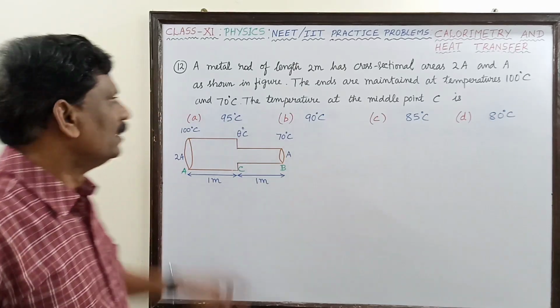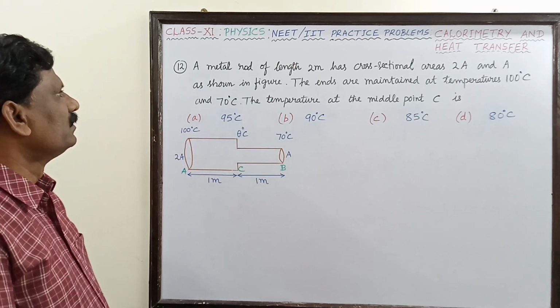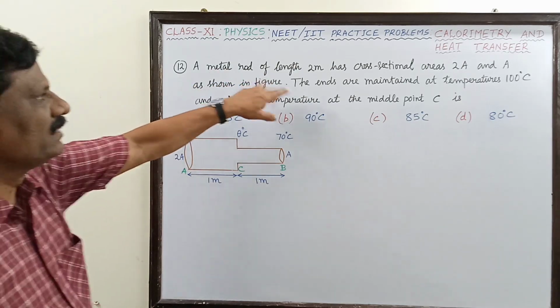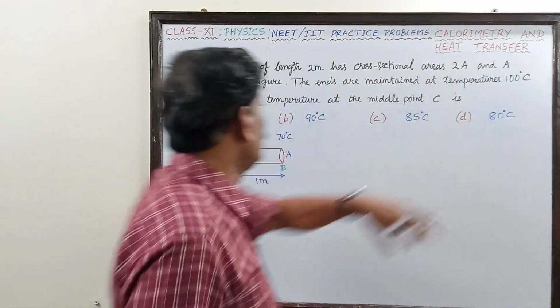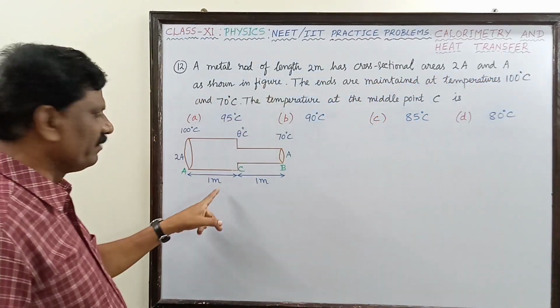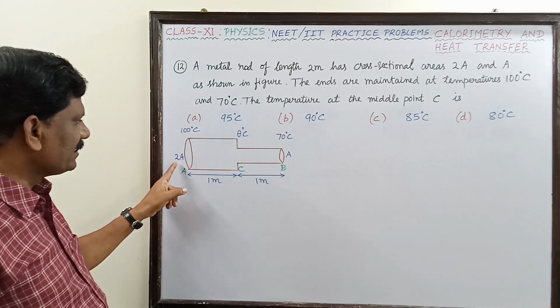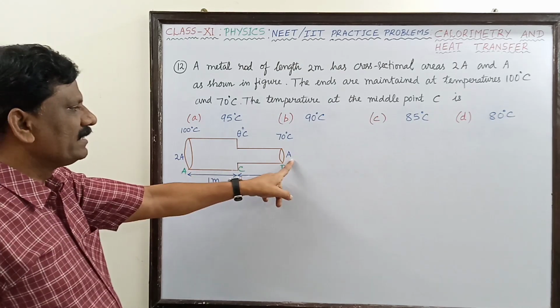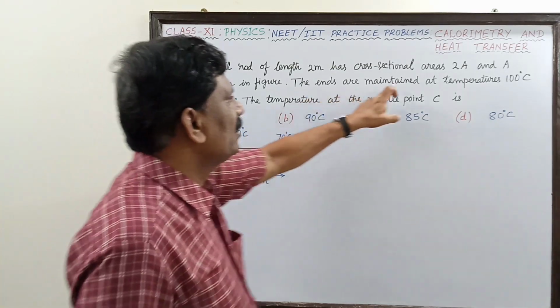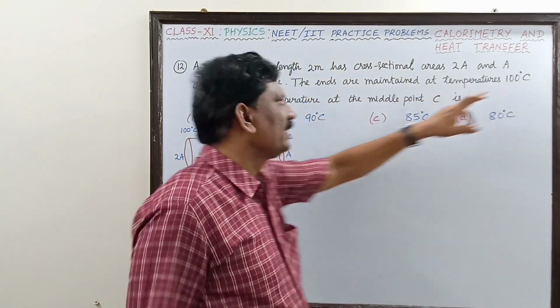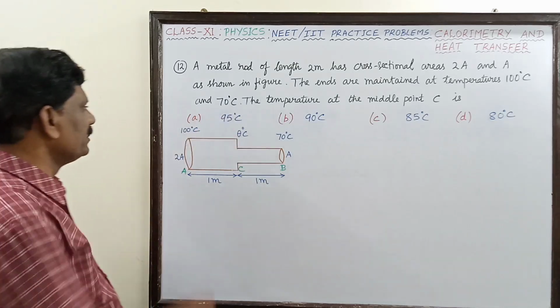Hi students, MCQ number 12. A metal rod of length 2 meter has cross-sectional areas 2A and A as shown in the figure. So the left side cross-section area is 2A, the right side area of cross-section is capital A. The ends are maintained at temperatures 100 degrees Celsius and 70 degrees Celsius.